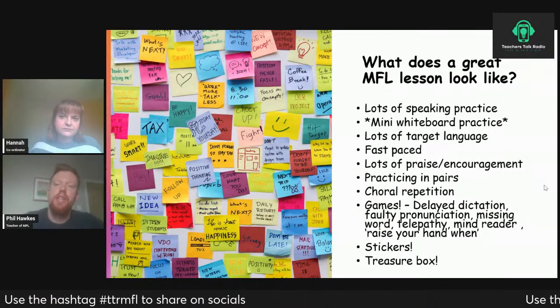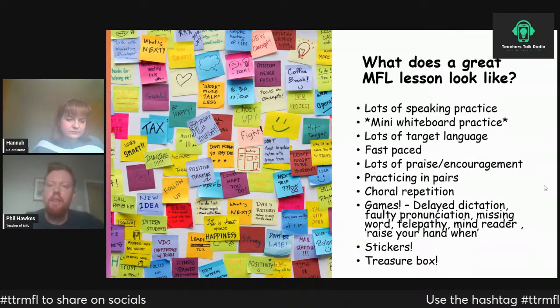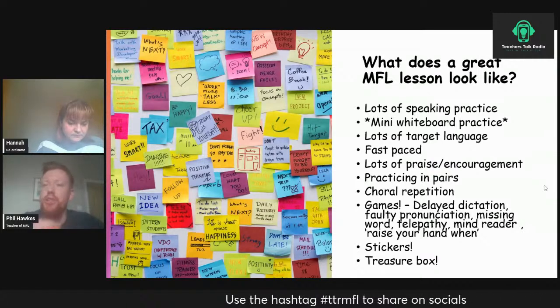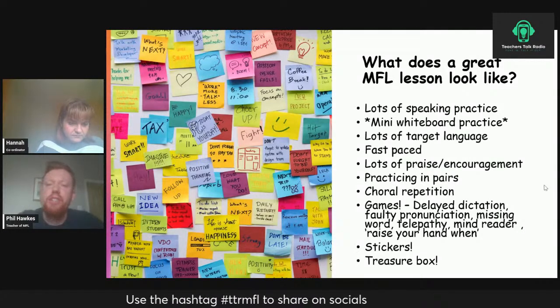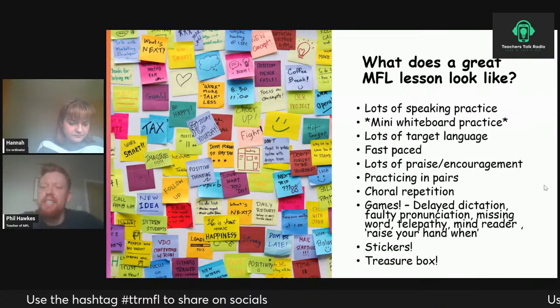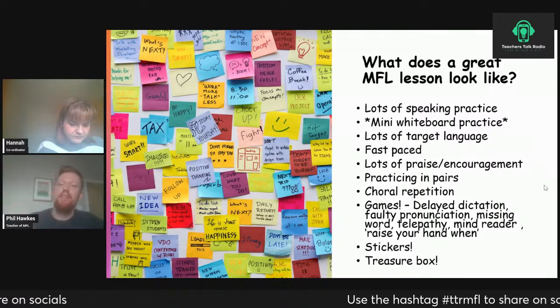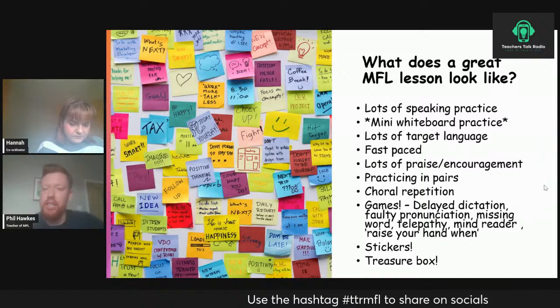Lots of speaking practice. I think mini whiteboards, I've put that in stars there, are crucial. I'm not a huge fan personally of having loads of writing in a book in a lesson. I don't really see the value of getting students to write down all their answers for listening tasks, for example. I would rather have mini whiteboard practice so that they can correct themselves.